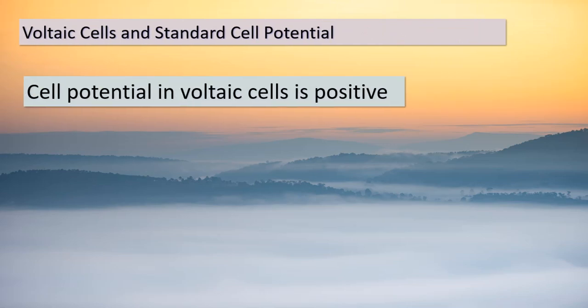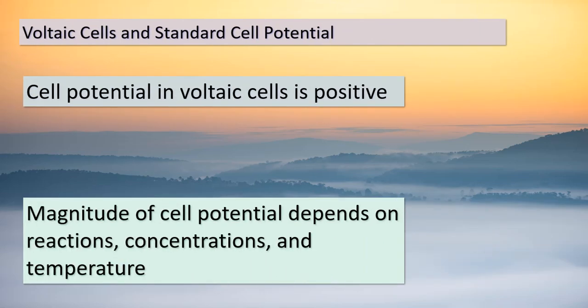Good day, students. Today, we're delving into the intriguing world of voltaic cells and exploring the concept of standard cell potential. Now, before we dive in, let's remember a key point. The cell potential of any voltaic cell is positive. The magnitude of this potential is influenced by various factors, including the reactions occurring at the cathode and anode, the concentrations of reactants and products, and the temperature.